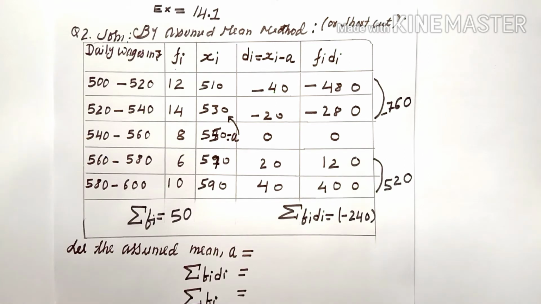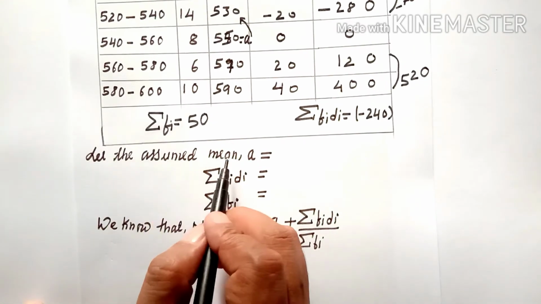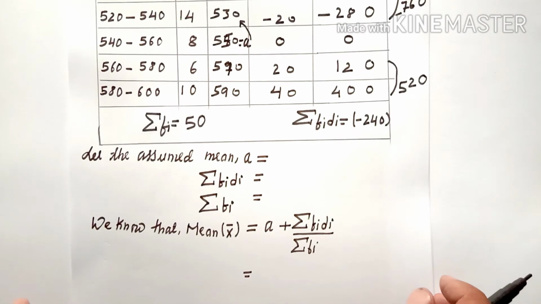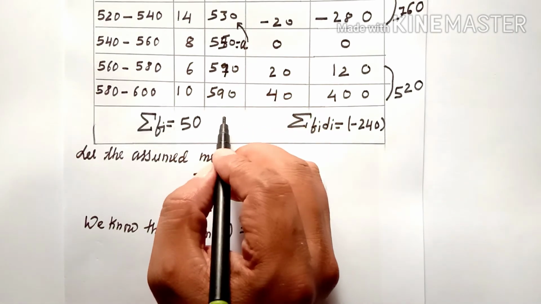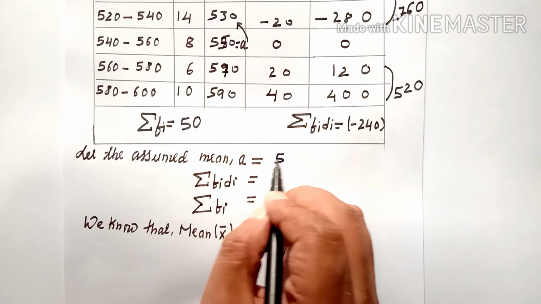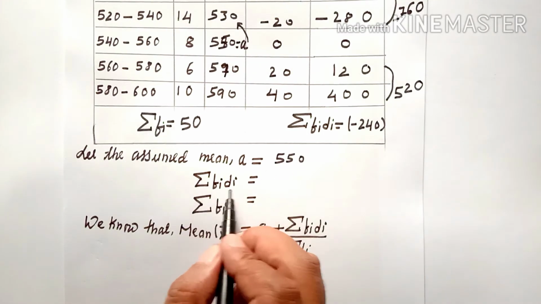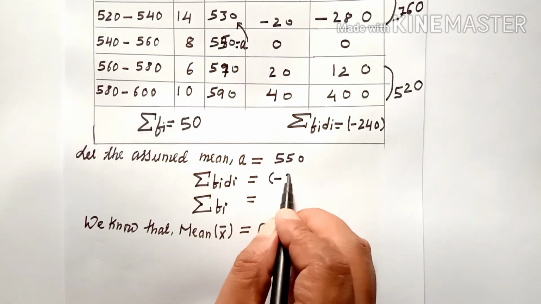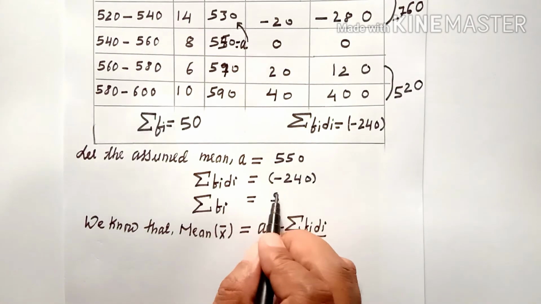Now after that, what you'll have to do, now let the assumed mean, in short the value is known by a. So a is equal to the middle value from the class mark. So we have already labeled there, that is 550. Take the value of sigma f i d i, we have got here minus 240. Sigma f i equals 50.